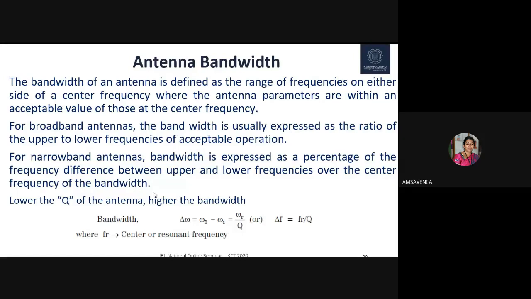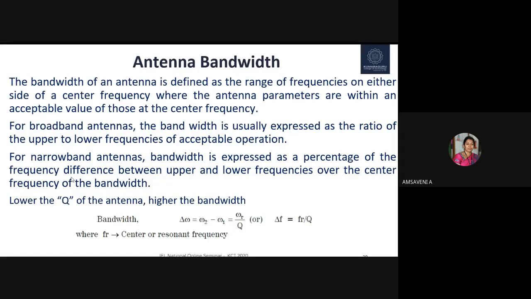And for narrowband antennas, the bandwidth is expressed as a percentage of the frequency difference between upper and lower frequencies. For example, a 10% bandwidth indicates that the frequency difference is 10% of the center frequency. If the center frequency is 100 megahertz, 10% is 10 megahertz. So the frequency difference between upper and lower frequencies is 10 megahertz: 95 is the lower frequency and 105 is the upper frequency.